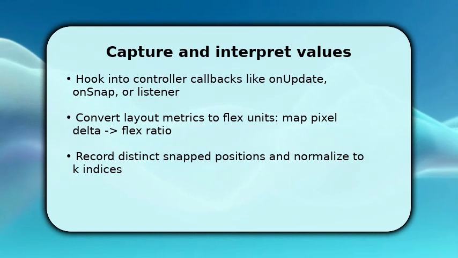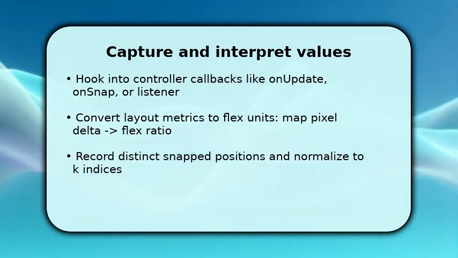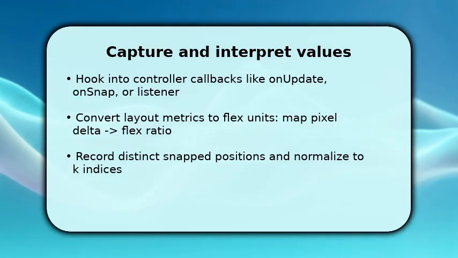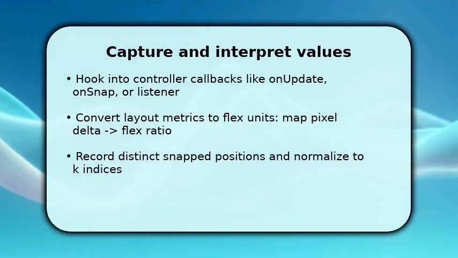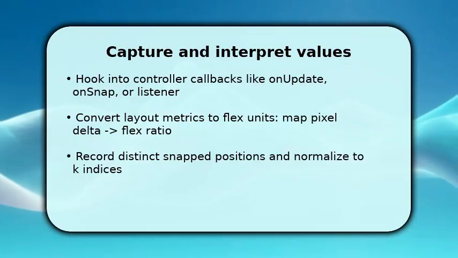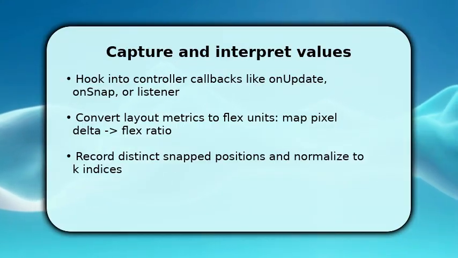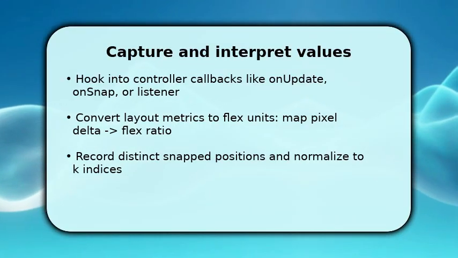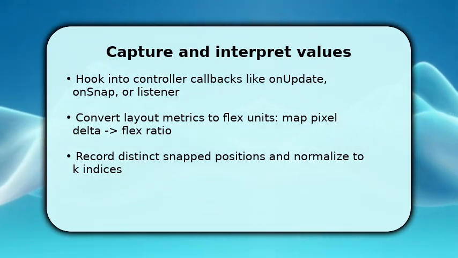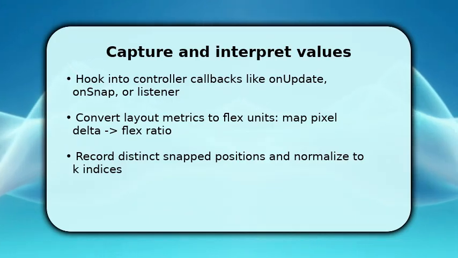Now you capture the values and interpret them. Attach a listener to an update or the snapping callback. When it fires, read the pixel size, then convert that measurement to the widget's flex scale by dividing by the base flex pixel value. Once you map pixel deltas to flex ratios, round or floor to the nearest integer to get the snapped K index. Keep a small cache of distinct positions so you can recognize repeated snaps and avoid noise.